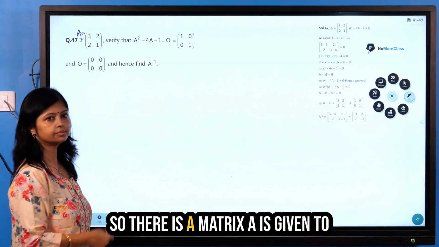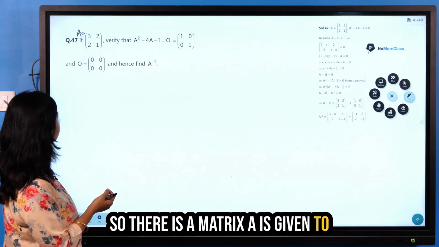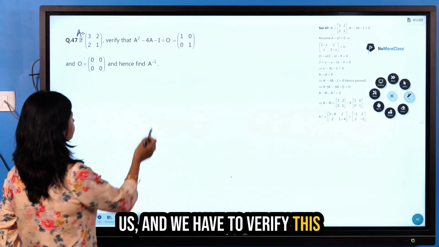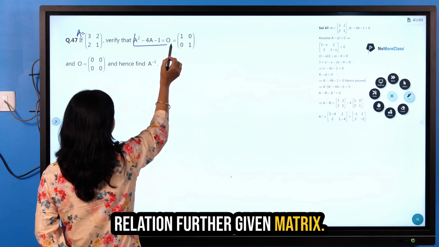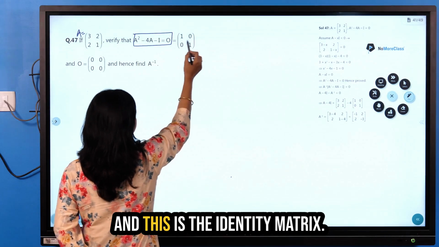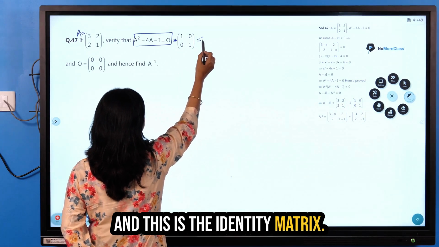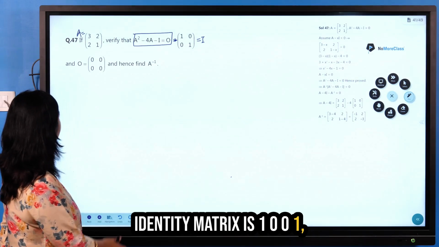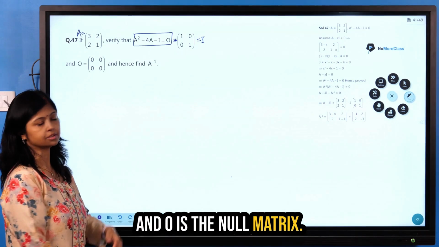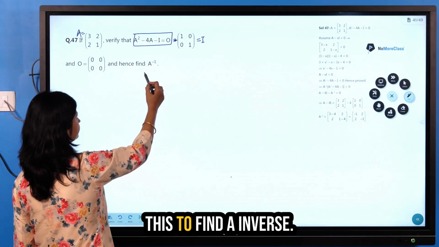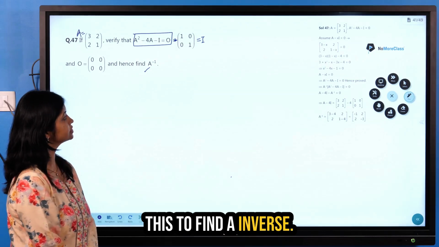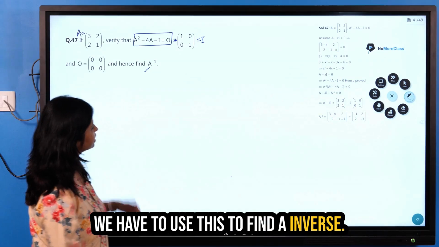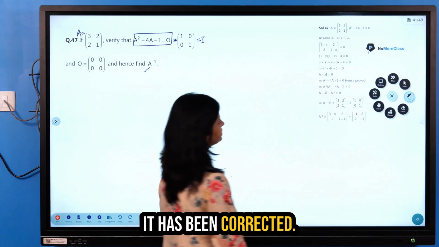A matrix A is given to us, and we have to verify this relation for the given matrix. This is the identity matrix. We know a 2 by 2 identity matrix is 1, 0, 0, 1, and O is the null matrix. And we have to use this to find A inverse.